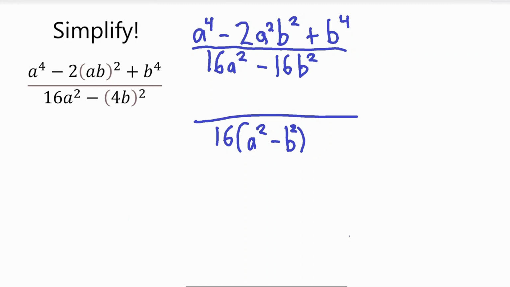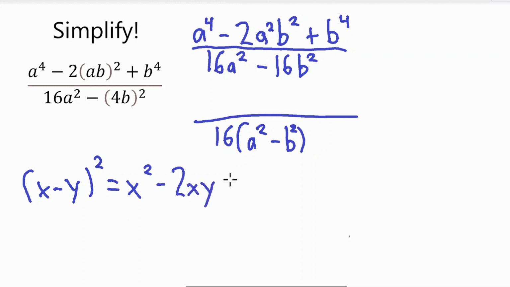But so where do we go? What do we do? Well, luckily for us, we have a specific formula that helps us in this situation. And that is namely (x minus y) squared is equal to x squared minus 2xy plus y squared.